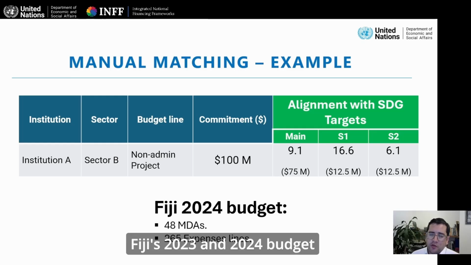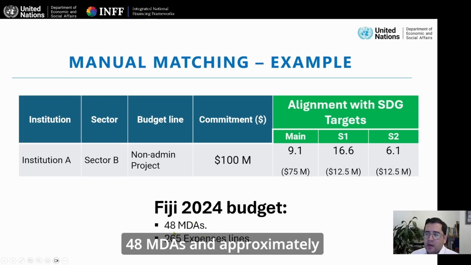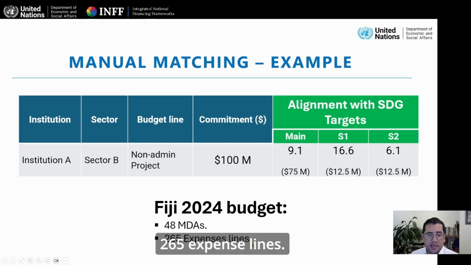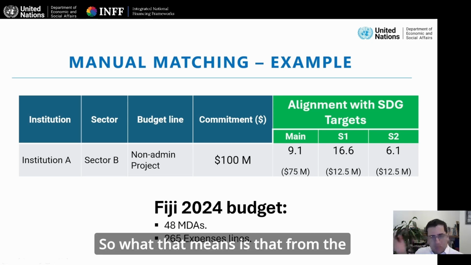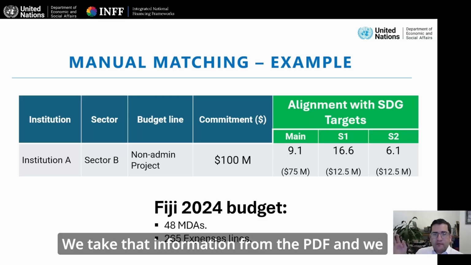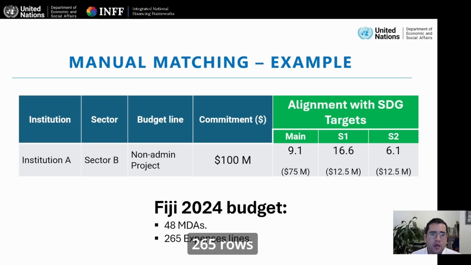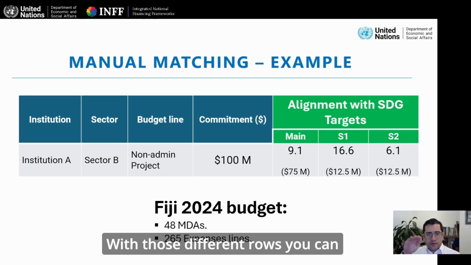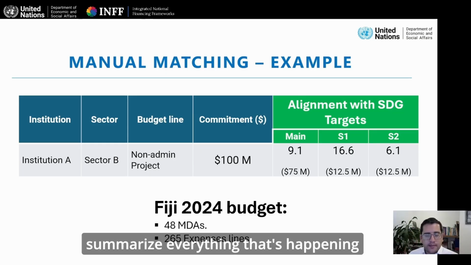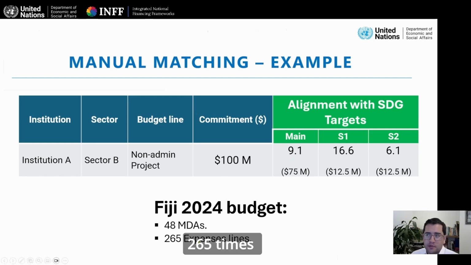For Fiji's 2023 and 2024 budget, we had 48 MDAs and approximately 265 expense lines. So what that means is that from the budget statement, from the PDF file, we narrow it down. We take that information from the PDF and put it into an Excel file, and we end up with 265 rows. With those rows, you can summarize everything that's happening within Fiji's national budget, right? So that's the extent of what we have to do. We have to do a similar exercise like we just did, but 265 times, right?